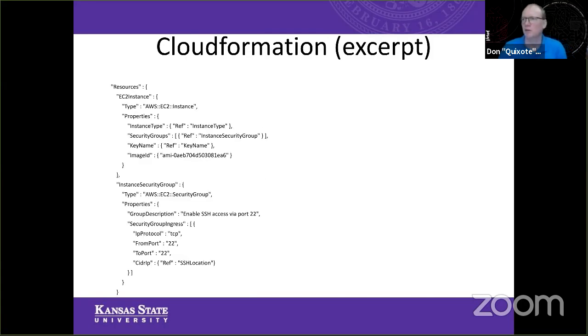Here's an example of a CloudFormation excerpt. It's creating an EC2 instance and a security group and applying it to that EC2 instance. It takes parameters that are going to be specified elsewhere in the file.